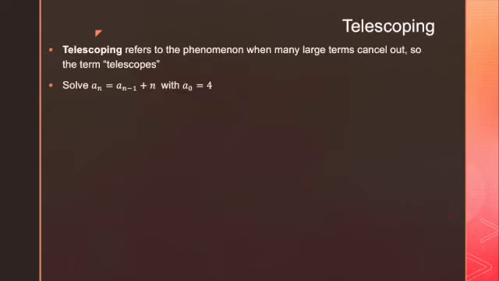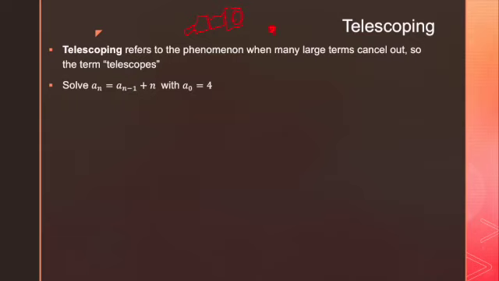Let's talk about telescoping. Telescoping refers to the phenomenon when many large terms cancel out, so the term telescopes. What does that mean? It collapses. Telescopes used to look kind of like this. Oh, I'm a terrible artist, I'm sorry. You could collapse them down really tiny so they'd fit in your pocket, like a tiny little telescope. So that's where the term telescoping comes from.